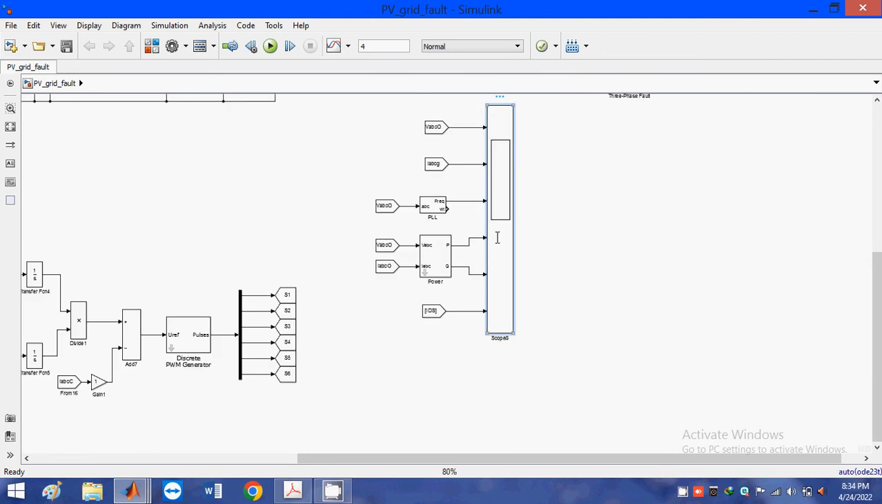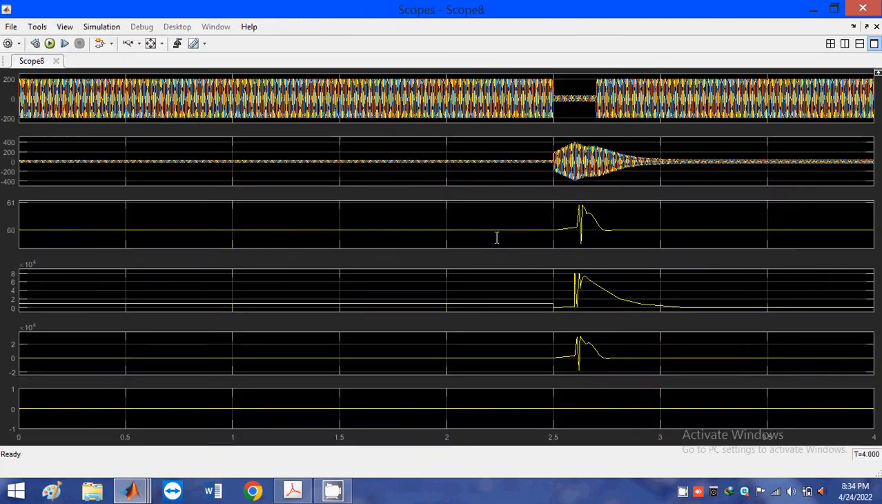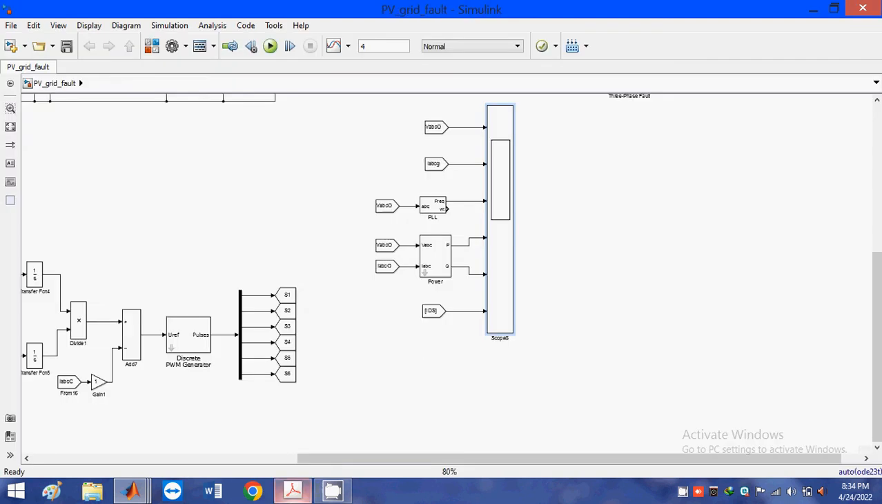When the fault occurs, in that time interval the voltage will be 0. At that time the current attains maximum magnitude. Here observe, 400 magnitude, and there will be changes in the active and reactive power and frequency also. So in these 3 cases we don't have any detection of the islanding.